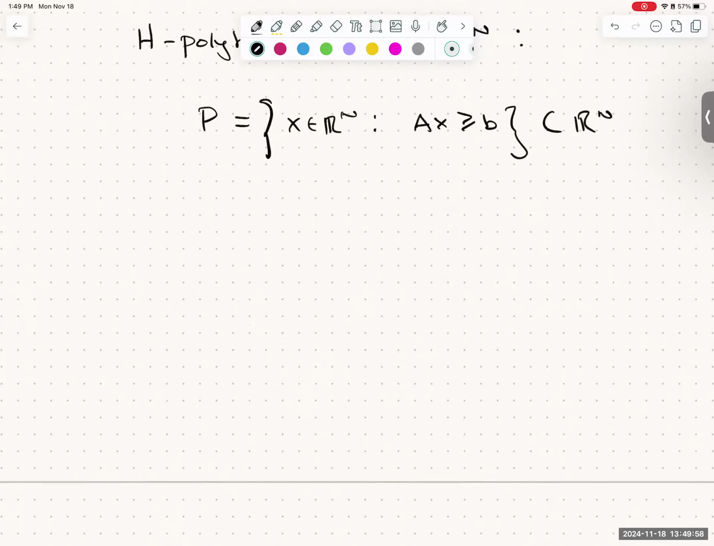We're now in a little bit of abusive notation. The b is now a vector. So here, this is a matrix of inequalities. Say I have m of them, then this is an m by n real matrix. And then b is in R^m.